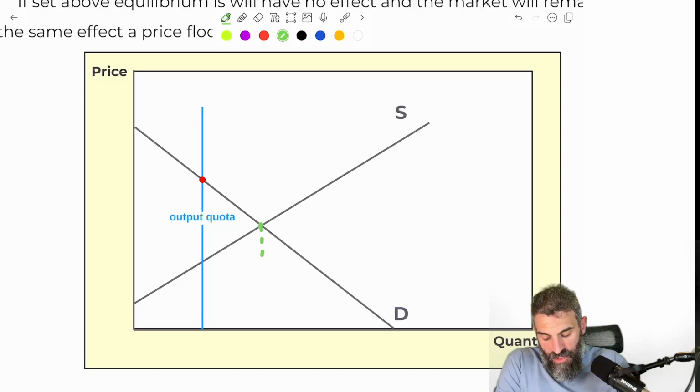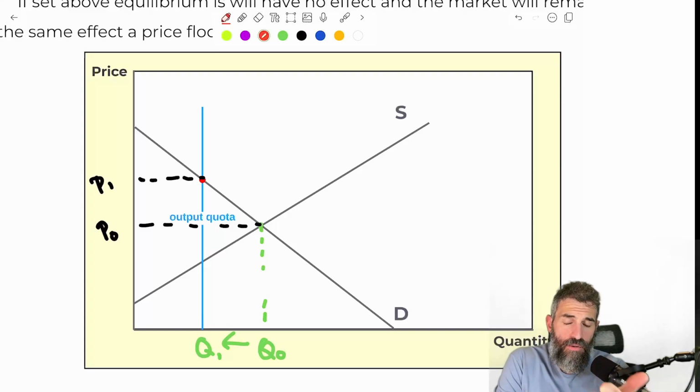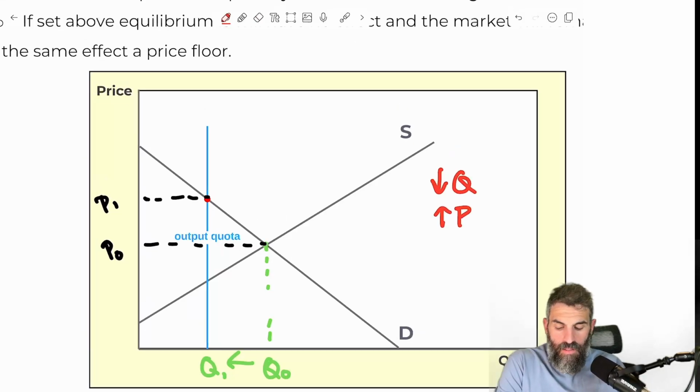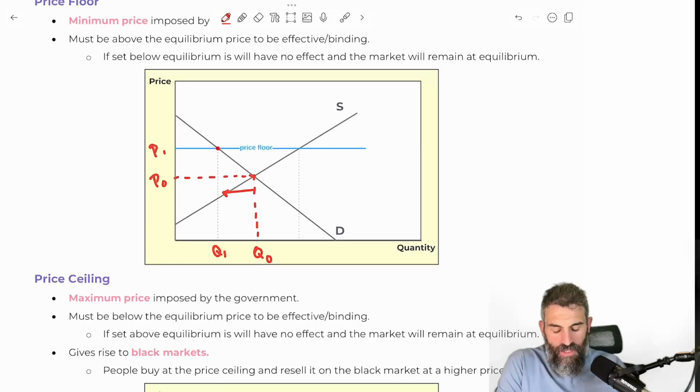The effect of that is effectively the same as a price floor. Because the government forces the quantity from the equilibrium down to whatever this is, the price moves up. It moves from the equilibrium to that. So the end result is exactly like a price floor, where you have lower quantity or fewer units being sold at a higher price. For a price ceiling, it was fewer units being sold at a lower price. And for a price floor, I didn't write this, but let's do it. You had fewer units being sold at a higher price. So you see, this is the same as the quota.